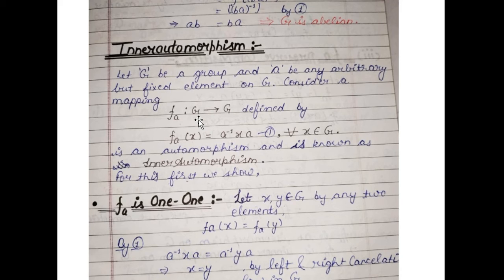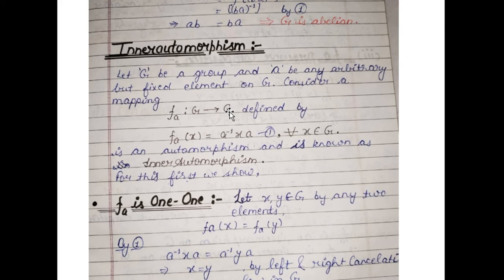Let G be a group and A be any arbitrary but fixed element. We have taken an arbitrary element, but that arbitrary element is fixed, a certain element in that group G. So now we define a mapping denoted by F_A, from G to G, defined by F_A(x) = A inverse x A for all x belonging to G. This is the definition of the mapping.